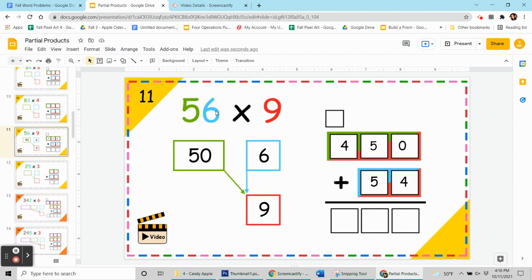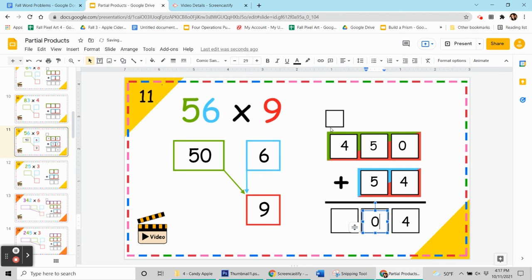So we're starting over here on the right, and we are going to start on the right. 0 plus 4 is 4. 5 plus 5 is 10, so we're going to put the 0 in and carry the 1. And then 1 plus 4 is 5, so we got 504.